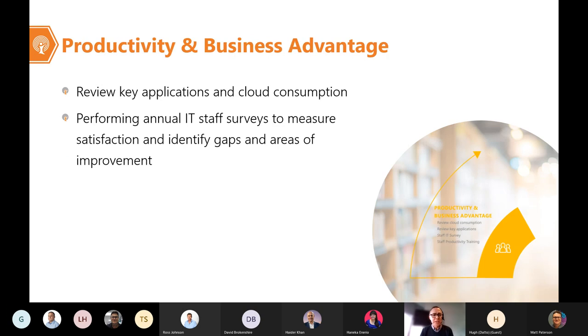And so the last one is productivity and business advantage. And like I said, this is the area I personally find most rewarding and most fulfilling, because it should be the reason that we have technology in the first place, and it should be where our technology spend is focused. This is quite a unique thing per company or per business that we work with.